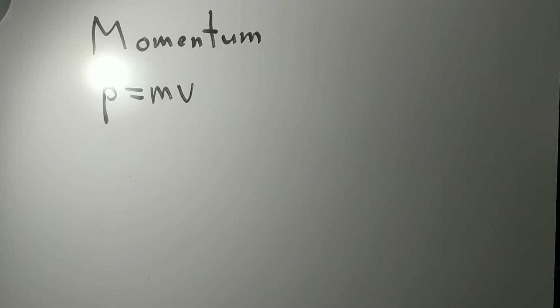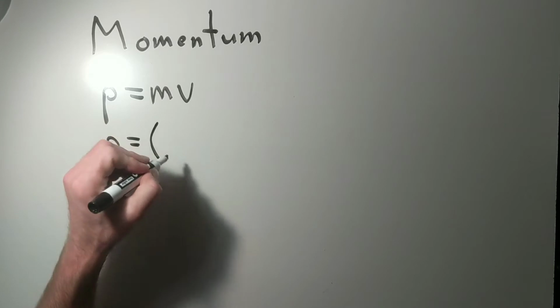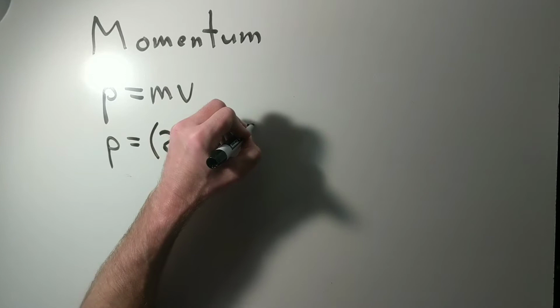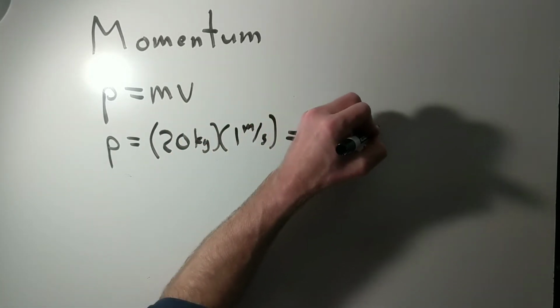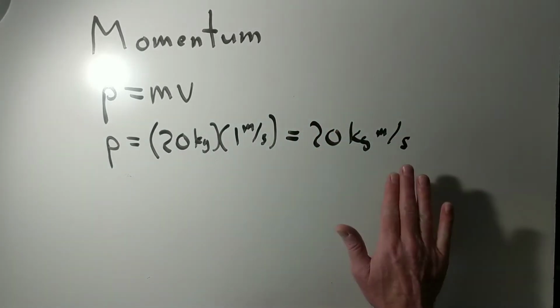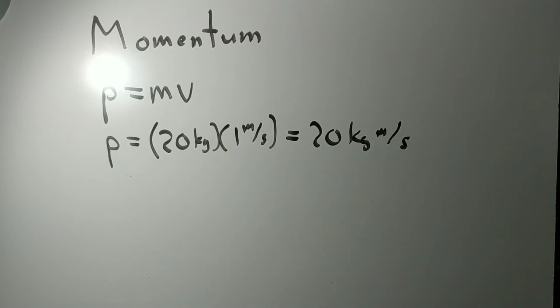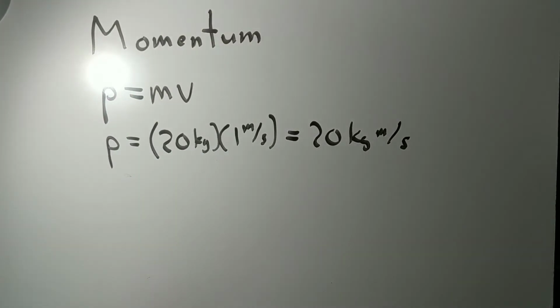So just to give you a couple examples, let's say a 20 kilogram bicycle moving at 1 meter per second gives me a momentum of 20 kilogram meters per second. And there's no special unit for momentum, so it's just kilograms, which is the unit for mass, times meters per second. Also, because we've already used m for mass, p is what we use for momentum. We're running out of letters at this point in the year. So this would have a momentum of 20 kilogram meters per second.